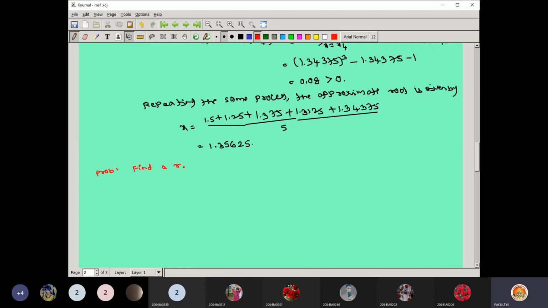Find a root of, I give you one typical one, x log x, logarithm of base 10, equal to 1.2, using bisection method.